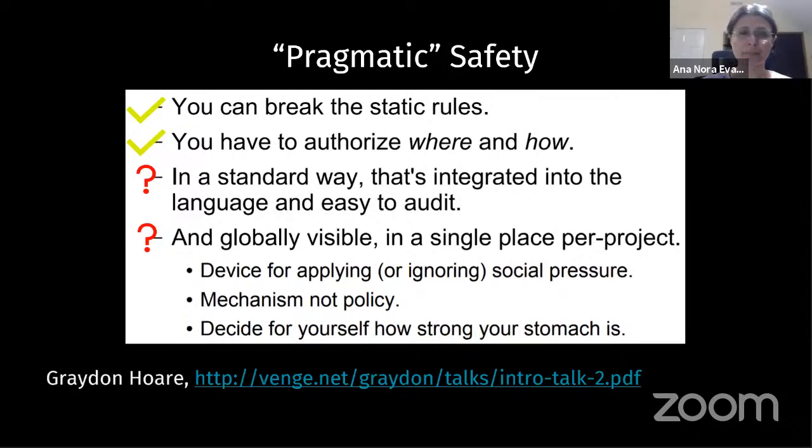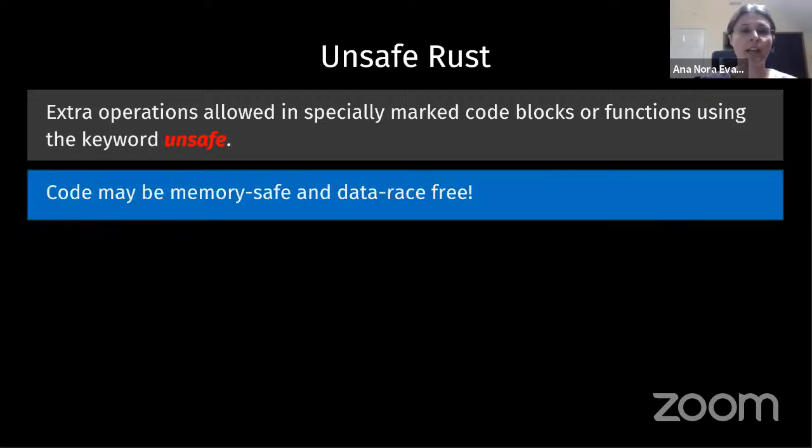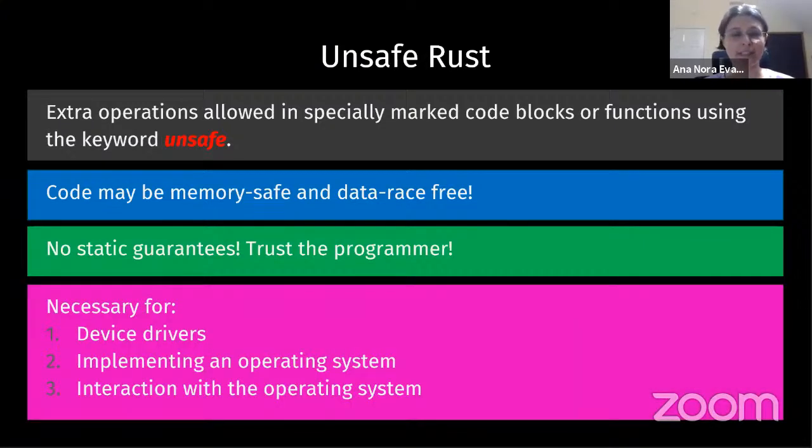And thus, unsafe Rust is simply safe Rust with some extra powers, and that's why it has to be marked as unsafe. The code may still be memory safe and data race free, but we have to trust the programmer. And okay, now we may wonder, why would we have this? Because it's necessary to be a low-level programming language. You need unsafe for device drivers, to implement an operating system, or even communicate with one.